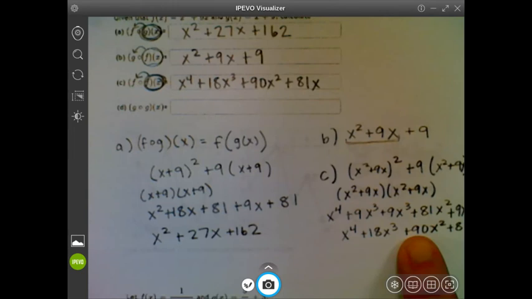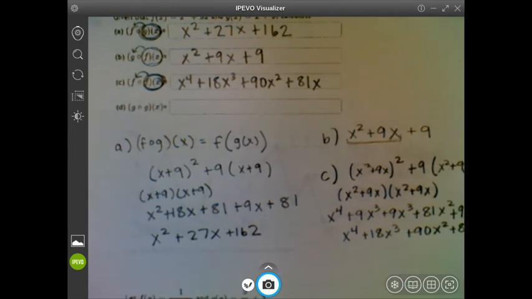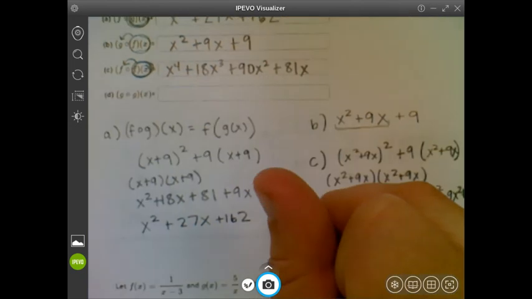So A and C were a lot of work. Part B, that was like hardly no work at all. So hopefully D is a little bit easier. So let's try part D.